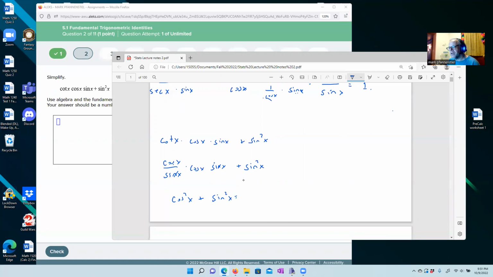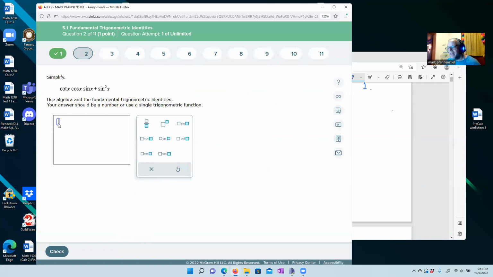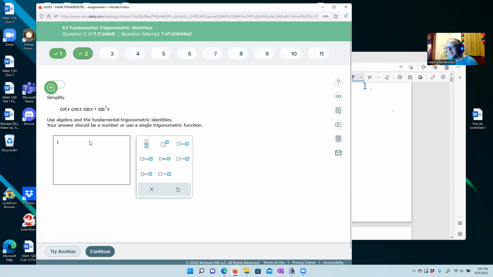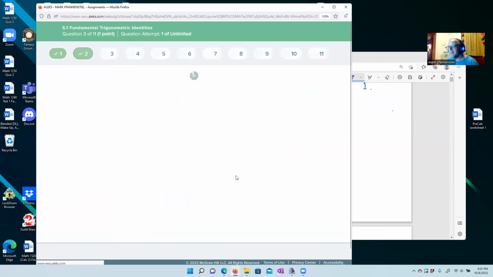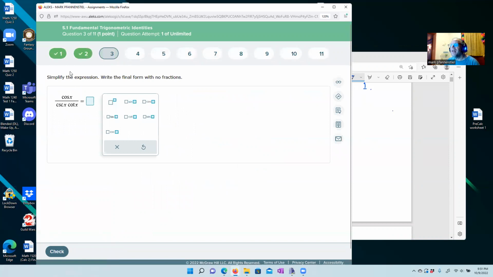Right, there's a very well-known trigonometric identity. Sine squared plus cosine squared is equal to 1. This is one of the Pythagorean identities, which you should remember for the rest of your life. So this is all equal to 1. We'll give that as an answer and hope for the best. Then we'll continue. This is pretty much what we're trying to do with all of these. We'll see if we can get one more in here.